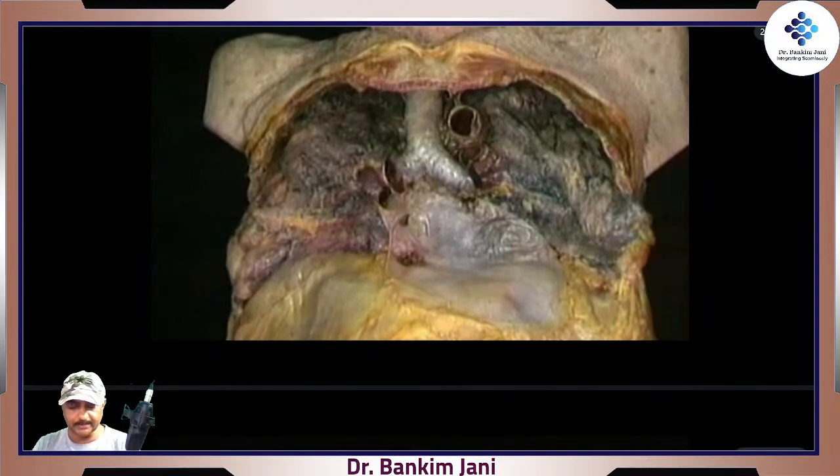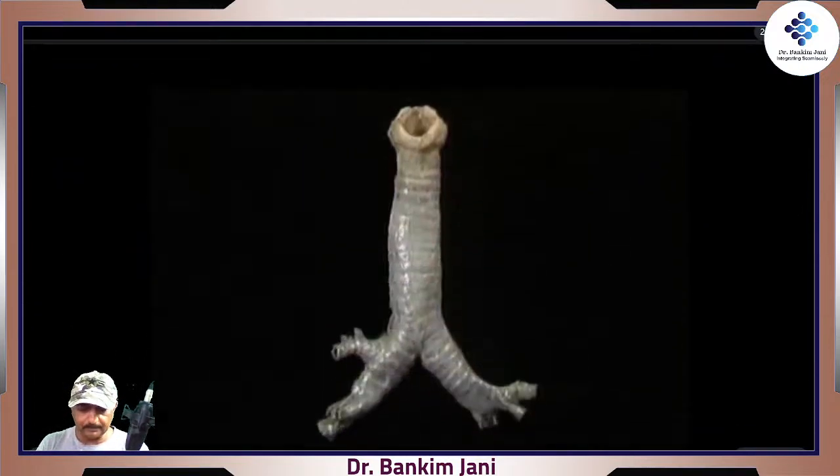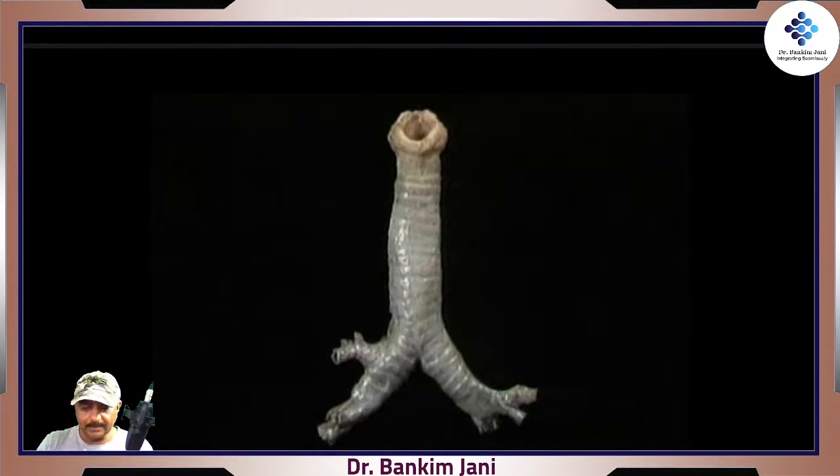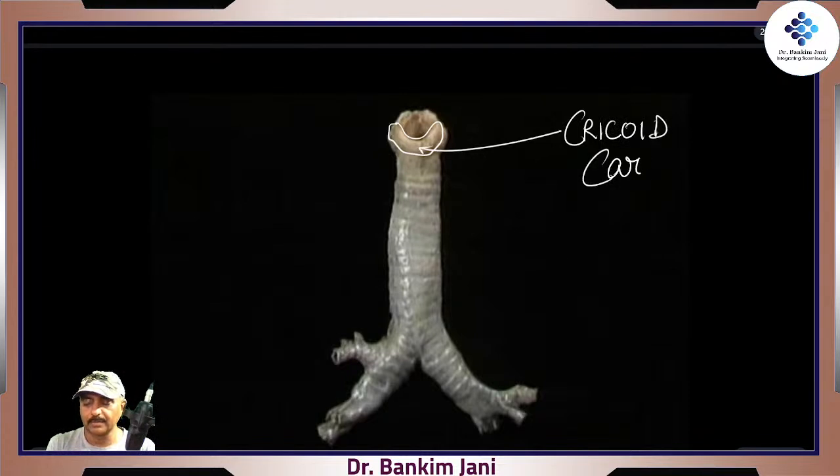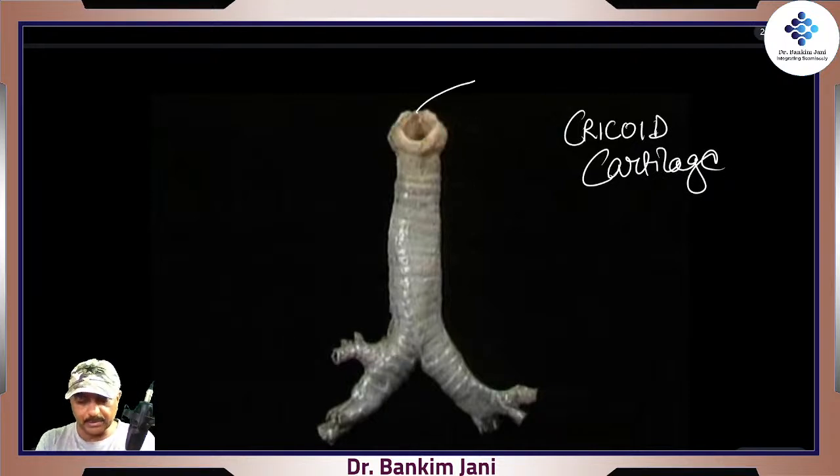Another view. This is the trachea, which is like a complete sample, right? Complete sample of the trachea in its fullest. Watch this part, the top portion. This. That's cricoid cartilage. Right? And this posterior wall, right? Because what we are watching is anterior, and then we can see all those C-shaped rings, right? So this posterior wall is soft.